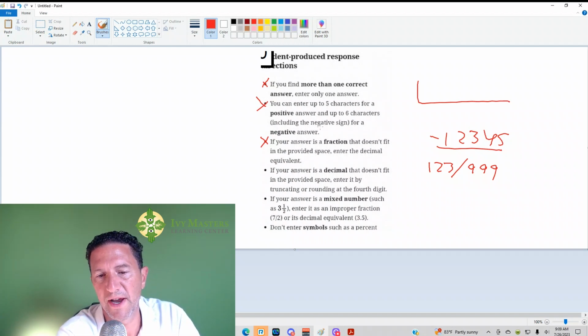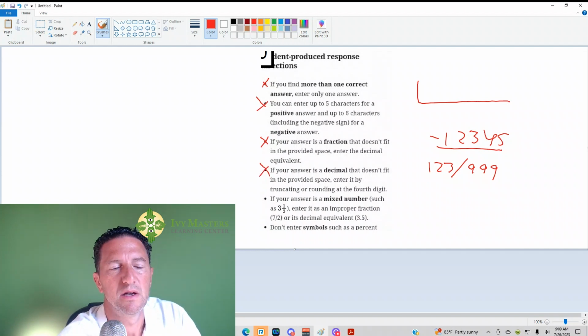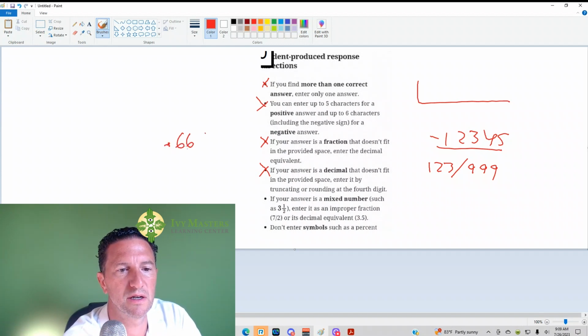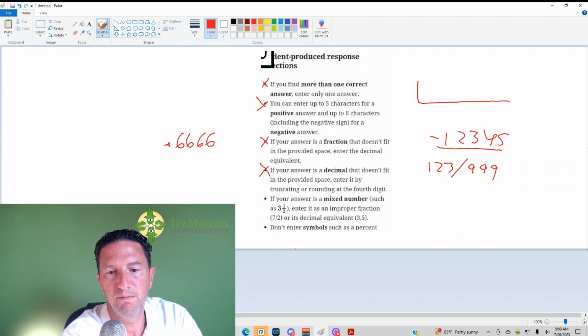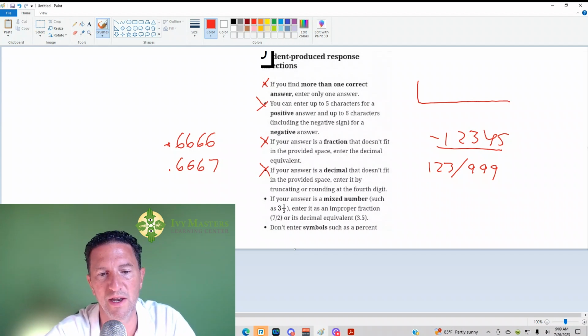Next, if your answer is a decimal that doesn't fit in the provided space, enter it by truncating or rounding at the 4th digit. Okay, what's meant by that? So let's say your answer is 0.6 and it keeps going. So you'd bubble in 0.6666. That is acceptable. That would be truncating, which means cutting off the decimal. The other thing that's acceptable is rounding off the decimal. You could plug in 0.666, and if we round it off, it would be 0.6667. That is acceptable as well.